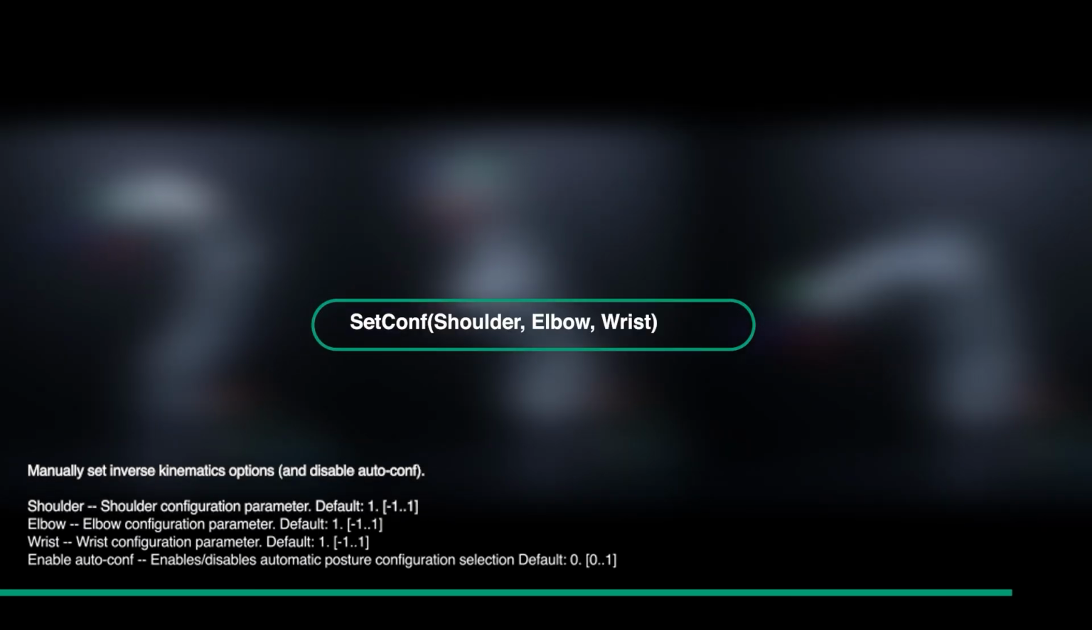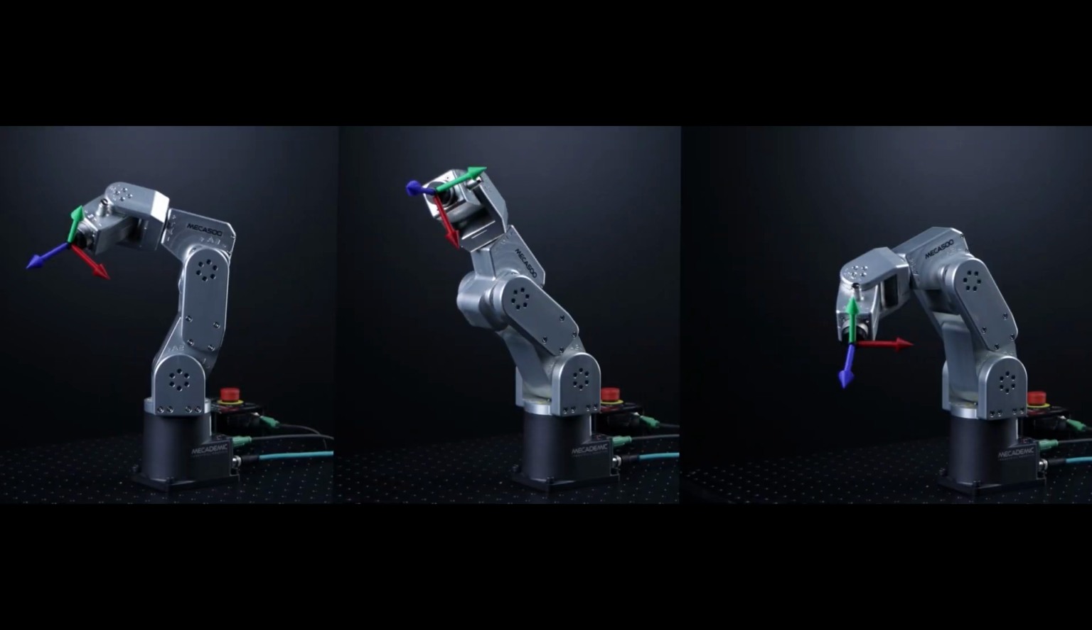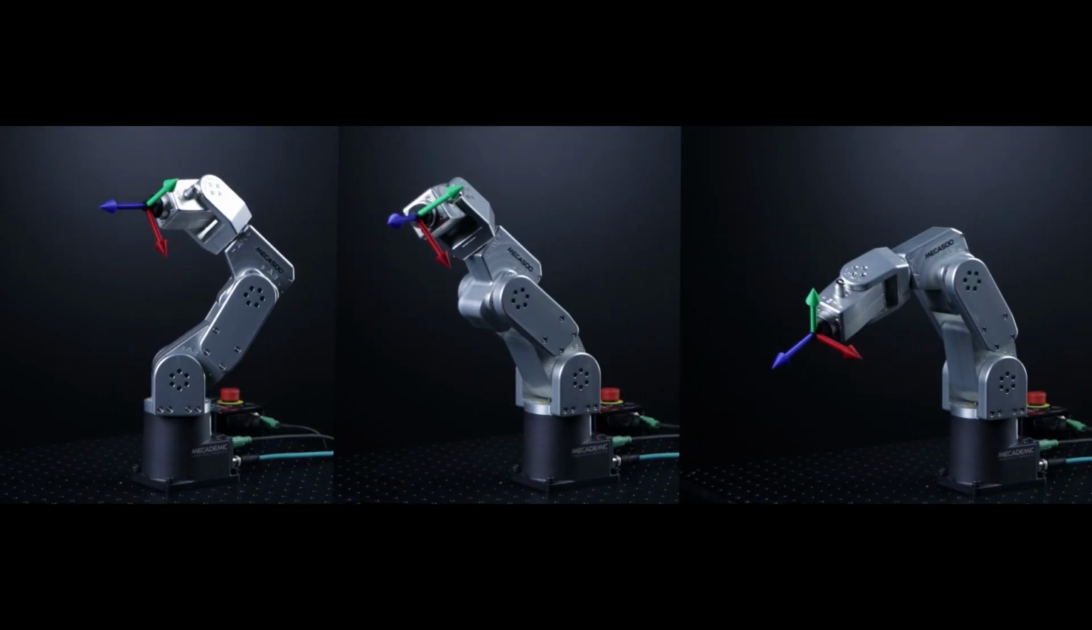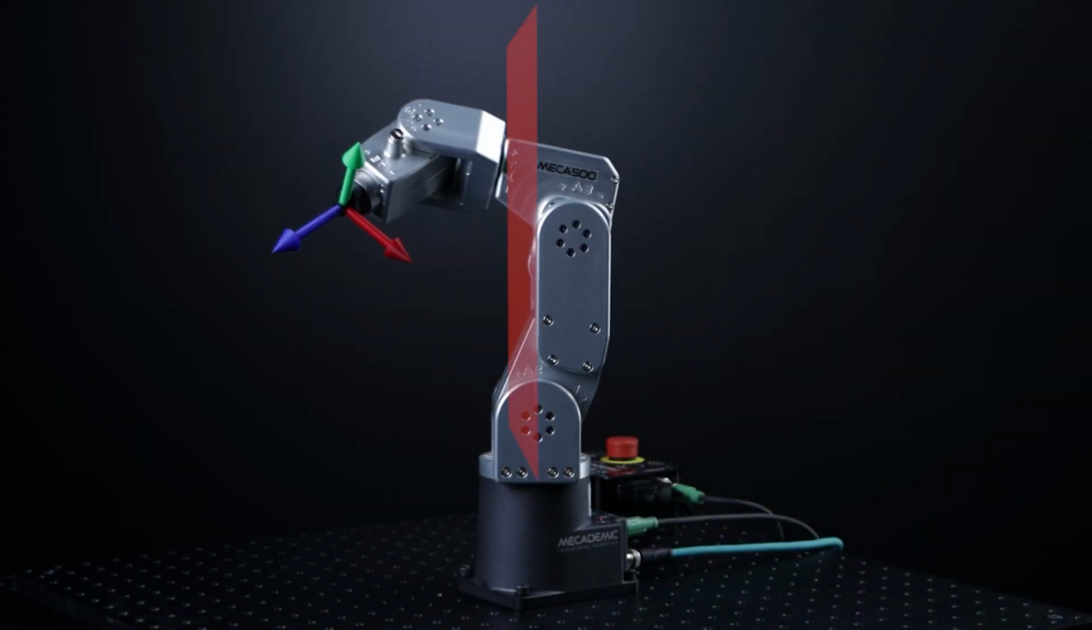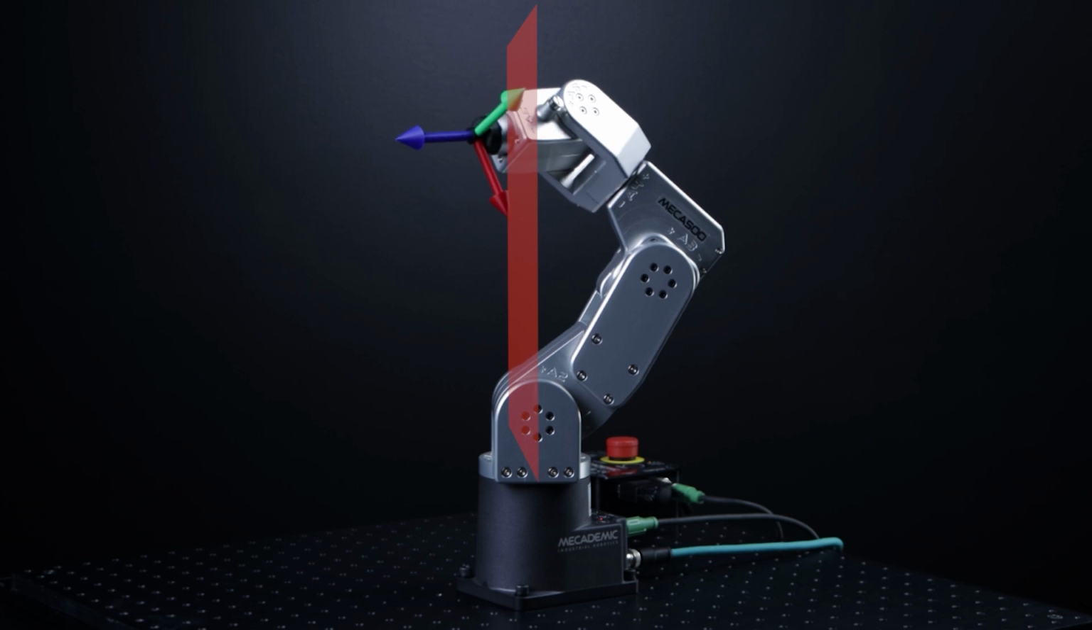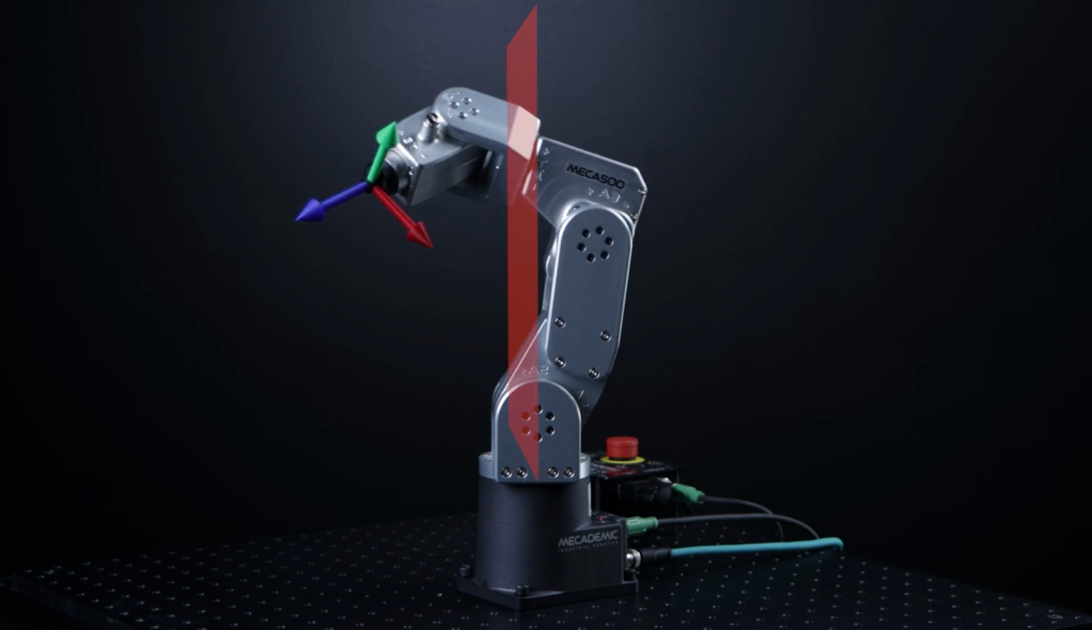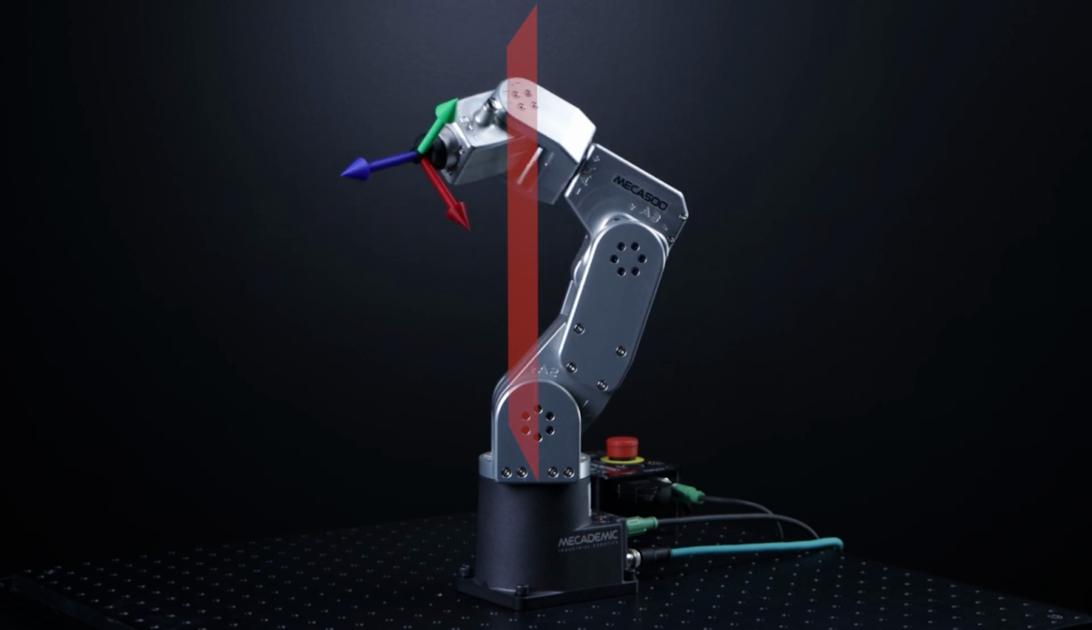The reason why there can be up to 8 solutions is because there are 3 configurations. Let's look at the 3 configurations individually. The first is the front-back configuration. It's characterized by the robot's wrist, where axes 4, 5, and 6 intersect, being in front or behind the plane created by axes 1 and 2.